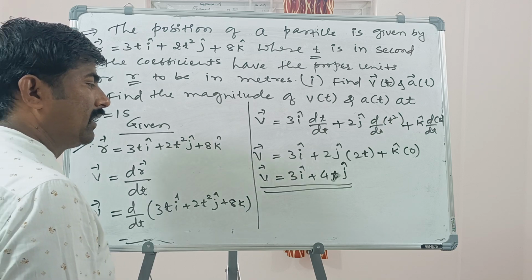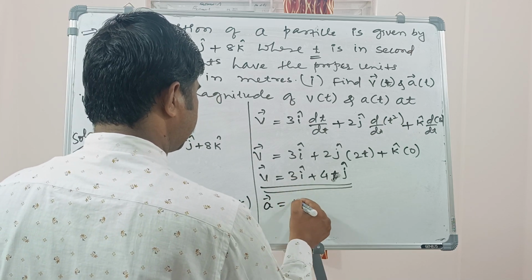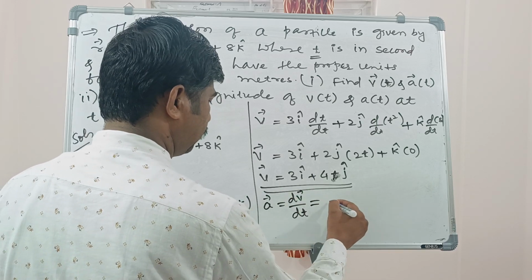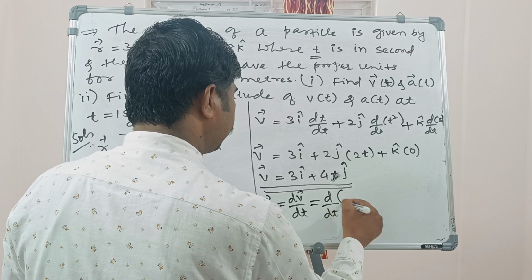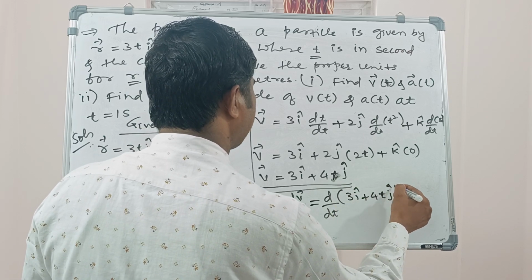So I want to calculate the acceleration. Differentiate again. Acceleration is equal to the rate of change of velocity with respect to time. What is the v value here? 3 i cap plus 4t j cap.